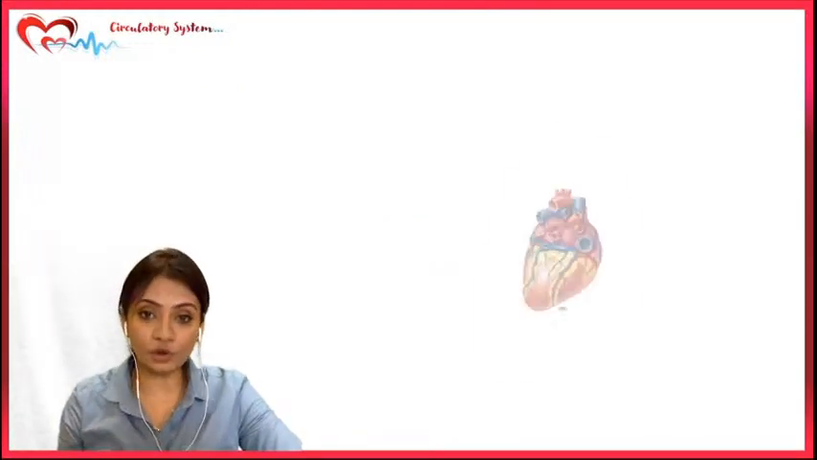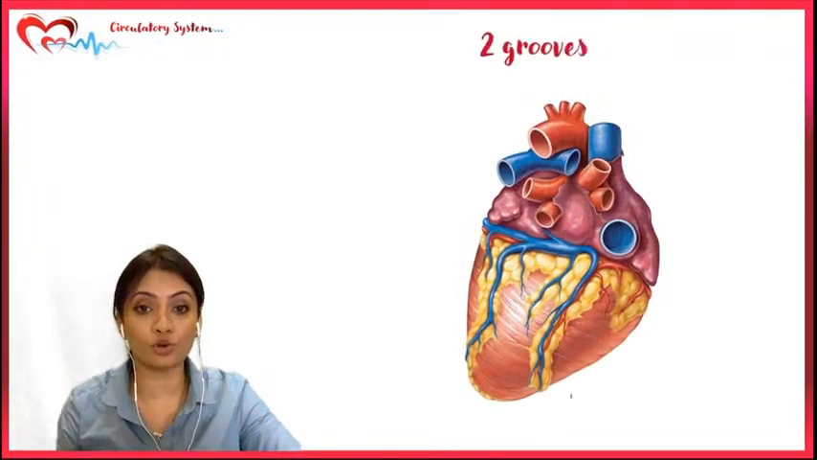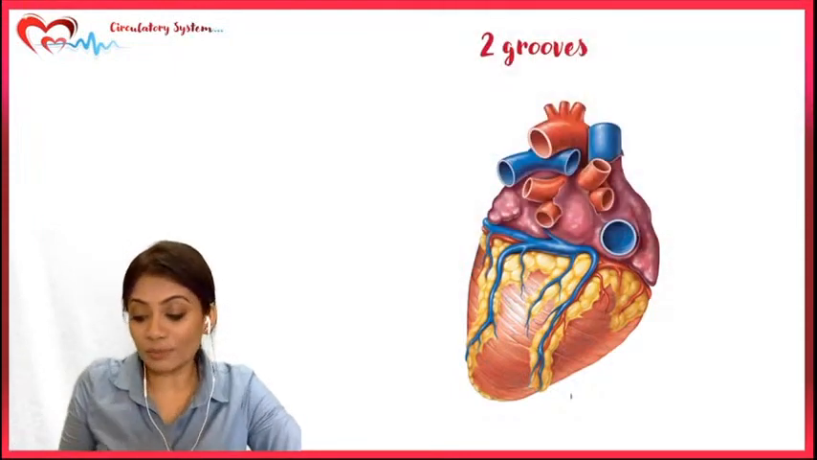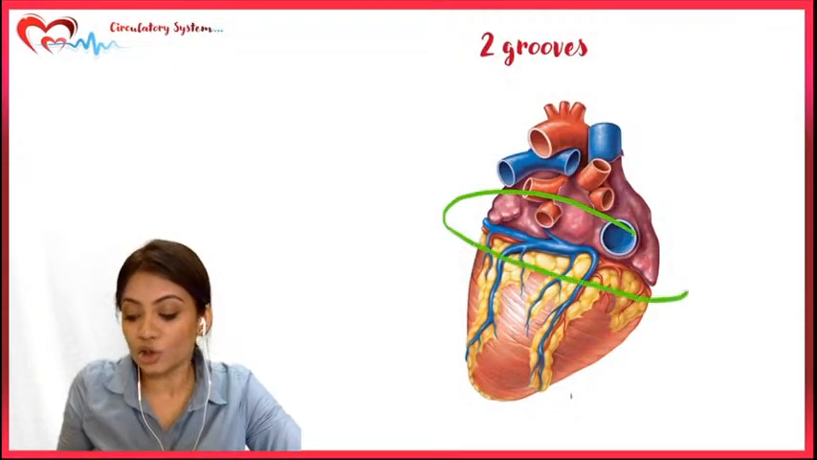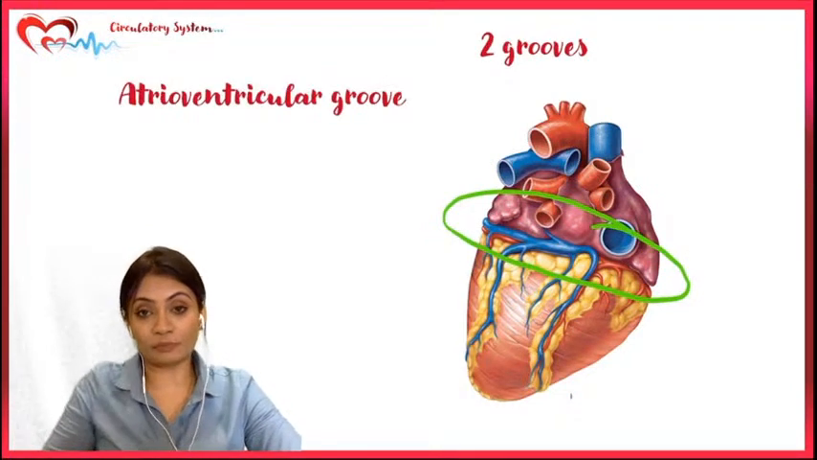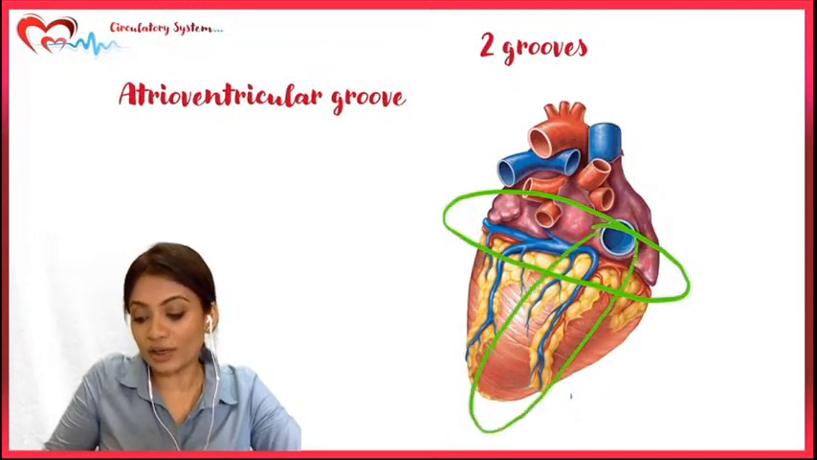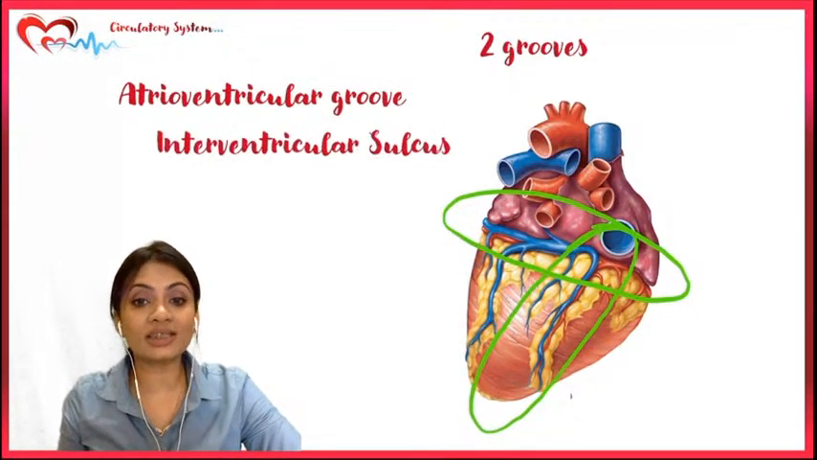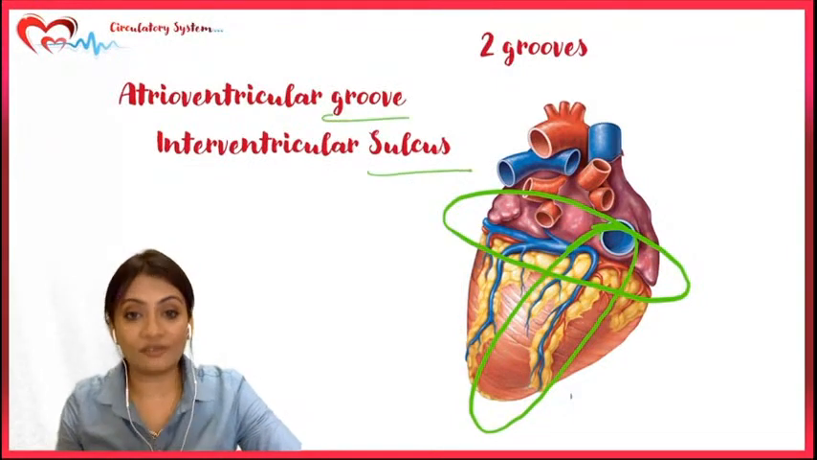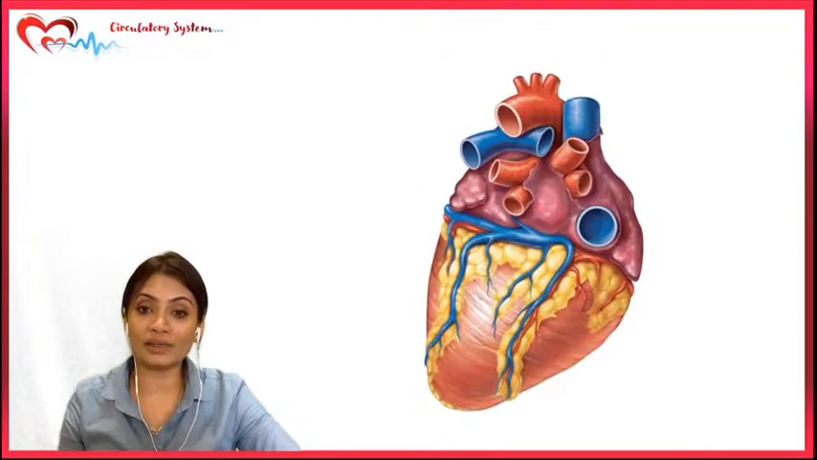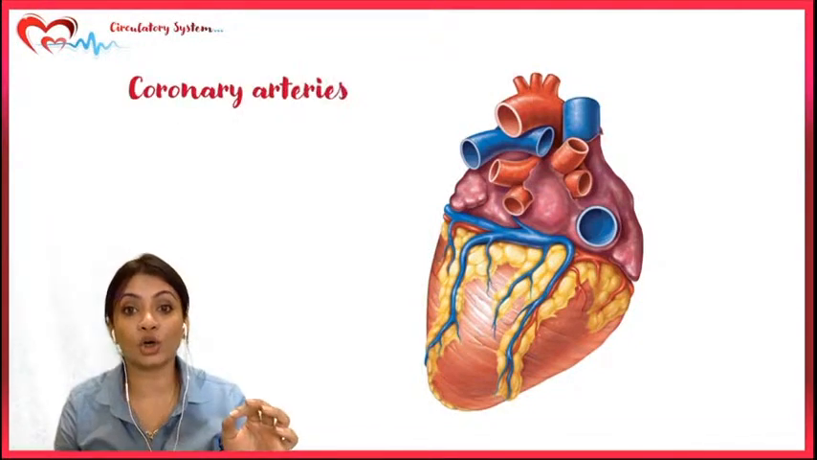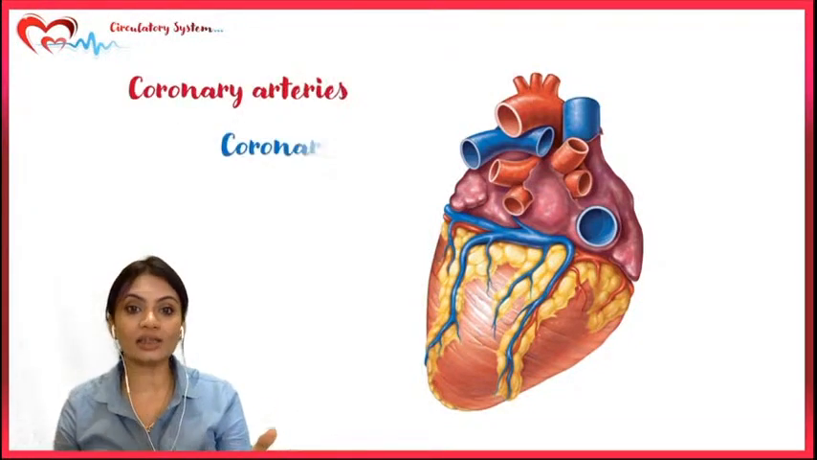Now after the four chambers in the external structure, we saw that there were two grooves. Does anyone remember the names of those two grooves? The first groove was present between the atria and ventricles, so we called it the atrioventricular groove. The next groove was present between the two ventricles, so we called it the interventricular sulcus. Sulcus and groove basically mean the same thing. Why were these depressions present? In order to accommodate the blood vessels of the heart, known as the coronaries: the coronary artery and the coronary veins.